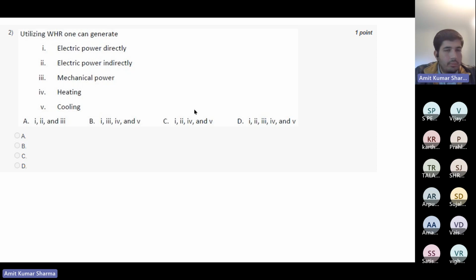So any thoughts? Anyone? So option A. Option A, 1, 2, and 3. Okay. C. Option C, 1, 2, 4, and 5. Okay. So let's first go with option A. What is the reasoning behind options 4 and 5 being wrong?